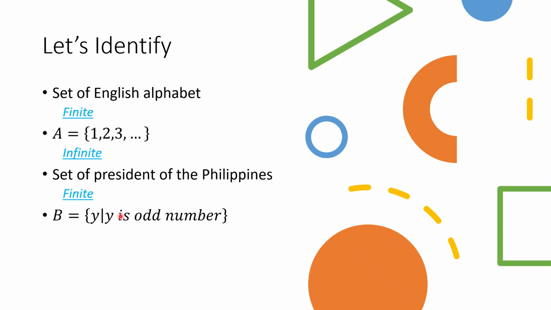And last would be B is equal to {y such that y is an odd number}. That is infinite because it starts with 1, 3, 5, 7, 9, and so on and so forth.